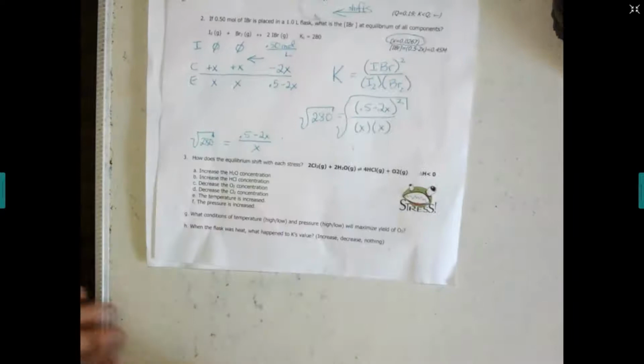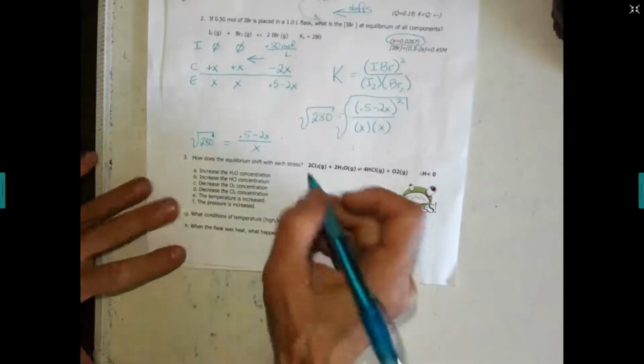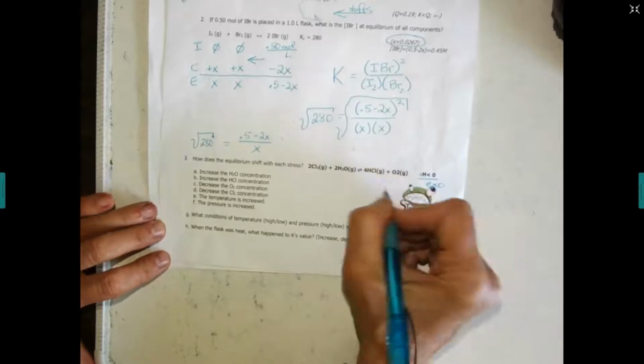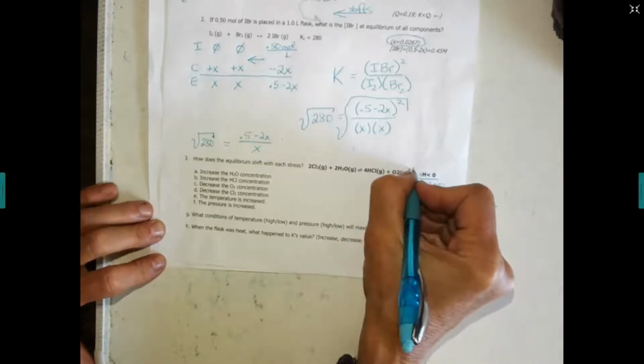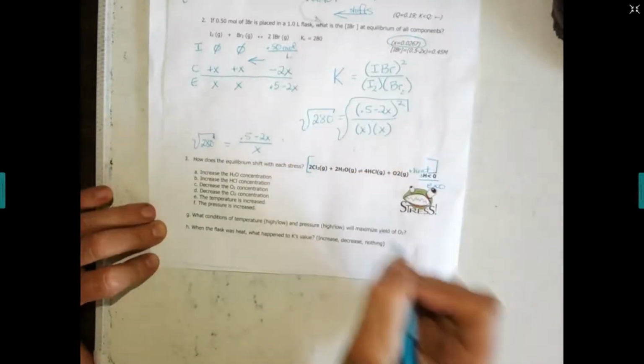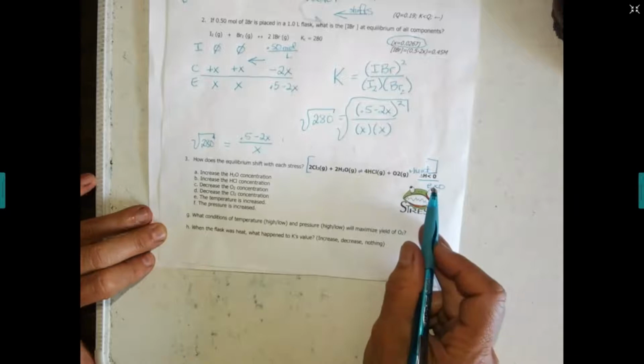All right, ready for Le Chatelier's? Here's our equation. That tells us it is exothermic. Delta H is less than 0. So if you like, you can write your heat on this side and then put your brackets. You don't have to show the heat.